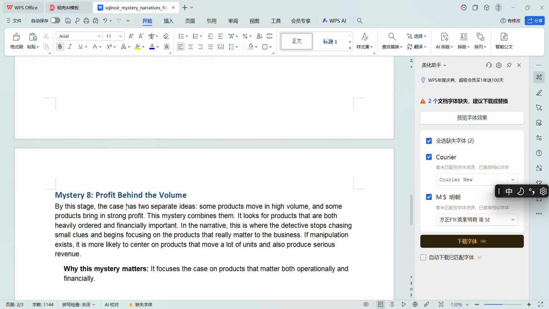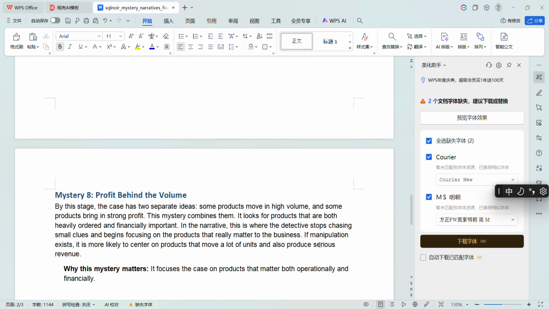Mastery 8: profile behind the orders. By this stage, the case has two separate ideas. Some products move in high volume and some products bring in strong profit. This mastery combines them. It looks for products that are both highly ordered and financially important. In the narrative, this is where the detective stops chasing small clues and begins focusing on the products that really matter to the business.